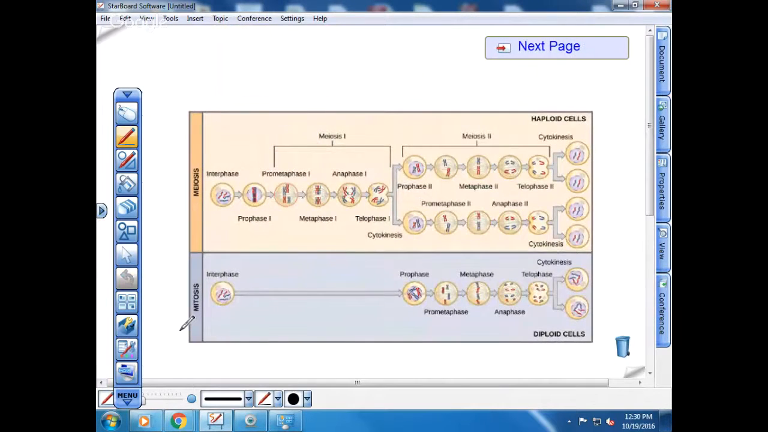So in your book, they show you the difference between mitosis, which is just one cell division, right? And then we get the difference between meiosis, which is meiosis 1 and meiosis 2, and then it produces cells that have half the genetic information. Okay, so if you're still a little bit fuzzy on this, you might want to just take a look at this diagram.